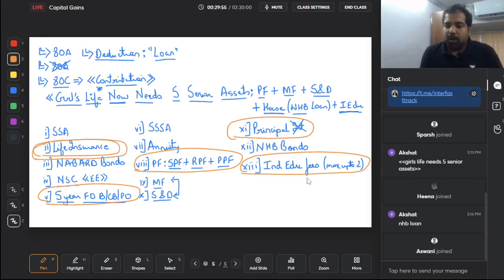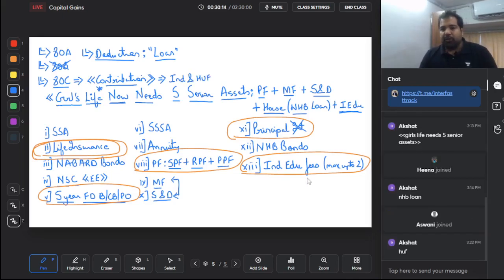So these are the most important ones, but the others also you should be able to remember if you remember this line called girl's life now needs 5 senior assets. Guys, this deduction is not given to Reliance Industries or ICICI. It's only for individuals and for HUF. So that means you can take it, I can take it, our HUF can take it, but no one else can take it. And please tell me guys, when you pay all these amounts, does the economy benefit?